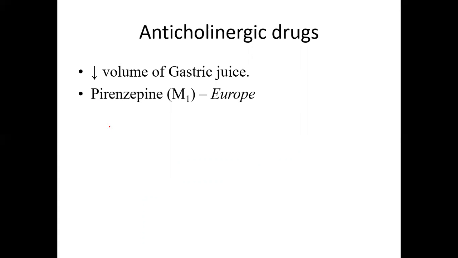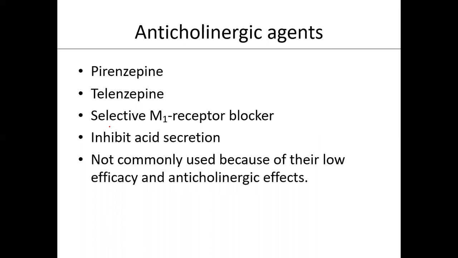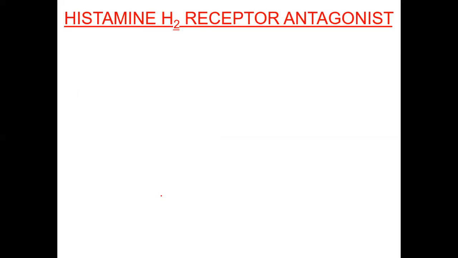Now we talk about the first drugs that tend to reduce the gastric acid secretion, that is the anticholinergic drugs. And these drugs tend to decrease the gastric juices. Pirenzepine has been approved in Europe. We have another drug, telenzepine. These are selective M1 receptor blockers. They tend to inhibit acid secretion, but they are not used because of low efficacy and marked anticholinergic effects on other body parts.